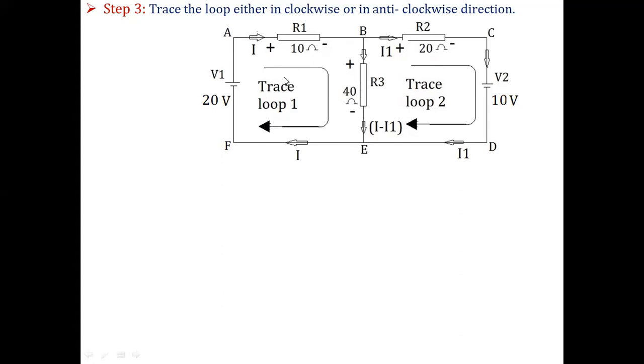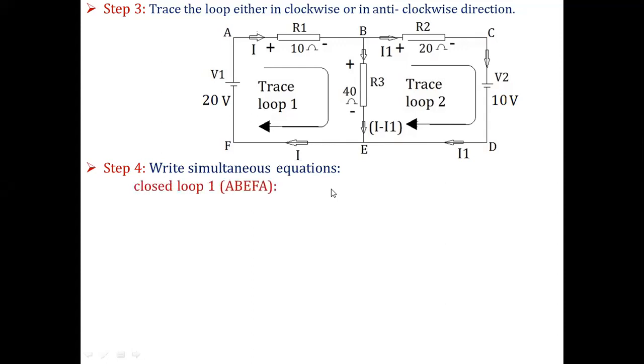Based on this, see here, the loop is coming upward from R1, and it will flow from positive to negative. So which current is flowing here? Current I. The end sign we are going to consider is minus, and V equals IR. I you write as it is, R equals 10. So step 3 is to trace the loop. Next, step 4 is to write the simultaneous equations.